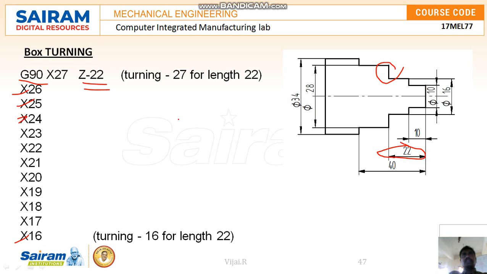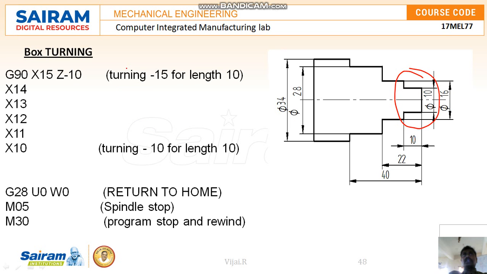This box turning will take place. The movement is from 30 to 28, and it will move to minus 22. Then this entire cycle will repeat until it reaches 16. Then again from 16 to 10, this area we are going to make, for the distance of 10 mm. Since the diameter is already 16, I am going to reduce from 16 to 10 for a distance of z minus 10. So G90 expects z minus 10, x14, 13, 12 and so on, x10.